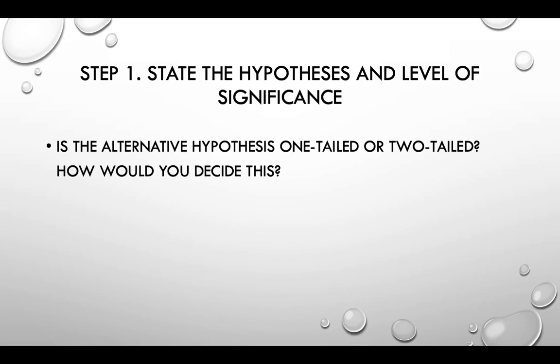Okay, so would the alternative hypothesis be one-tailed or two-tailed, and how would you decide this? So again, I want you to pause the video, go back to the initial description of the experiment scenario, and have a think about whether it would be one-tailed or two-tailed and how you would determine that to be the case.